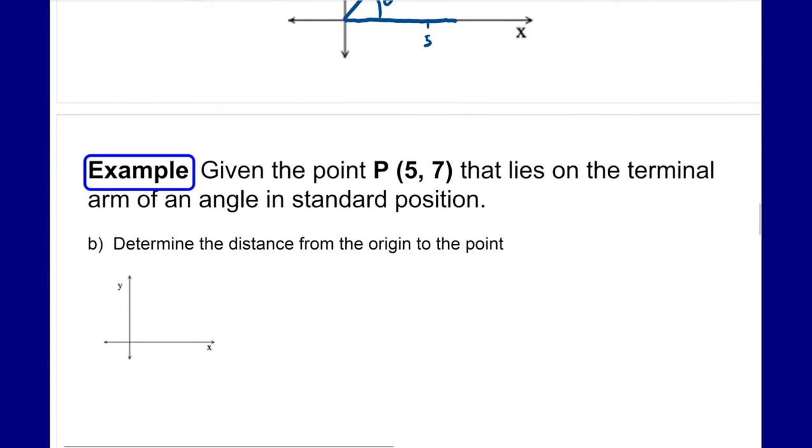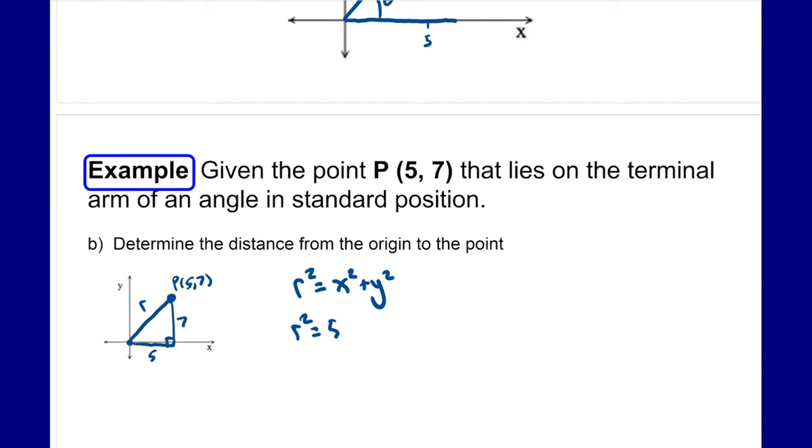Given that point, we want to find the distance from the origin to that point. So again, the origin is (0, 0). Imagine it goes out to (5, 7). Now again, we talked about how to find the distance or the length of that line. We can form a right angle. 5 is the x, 7 is the y. So if I want to find r, or that distance, r squared equals x squared plus y squared. Just a variation of the sum of squares.